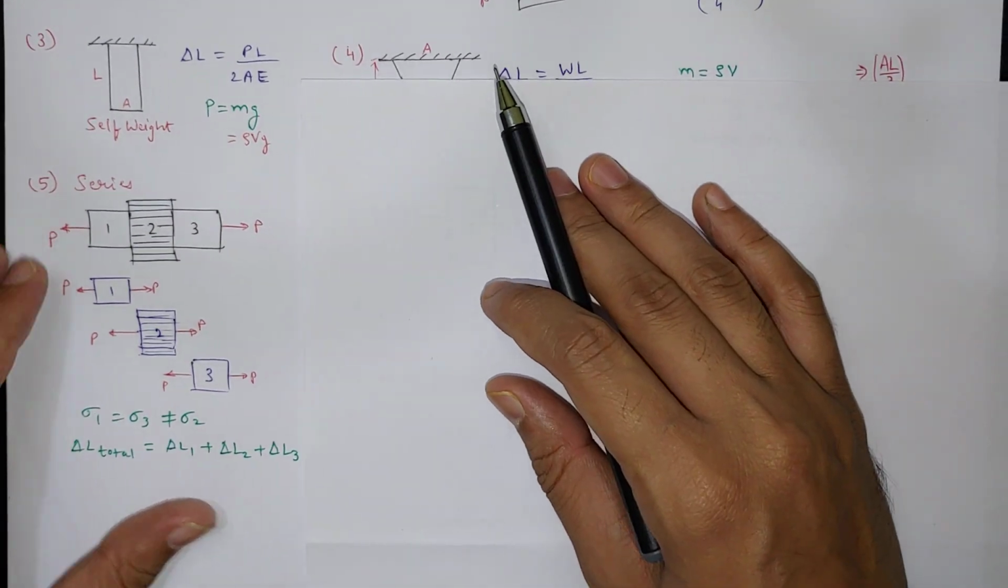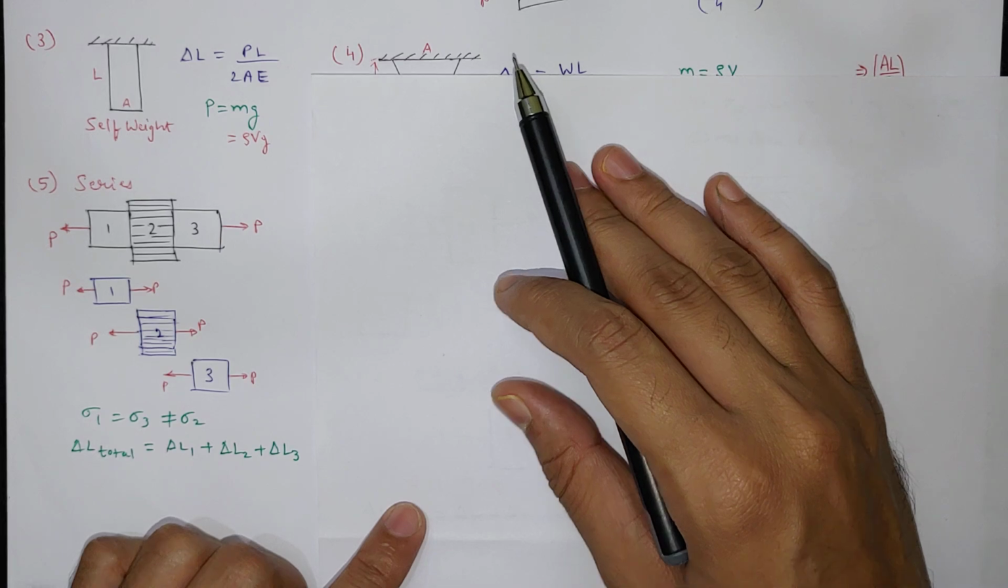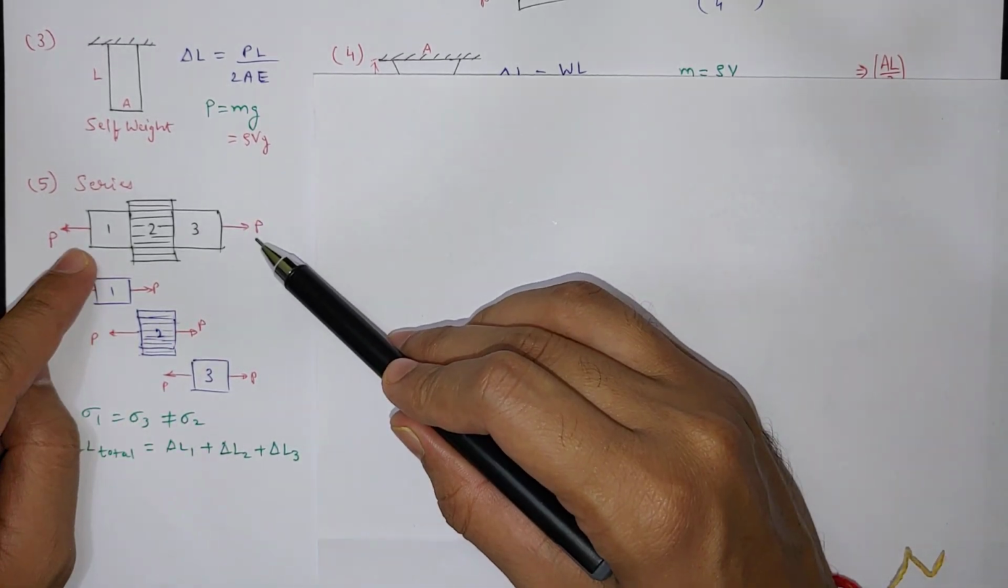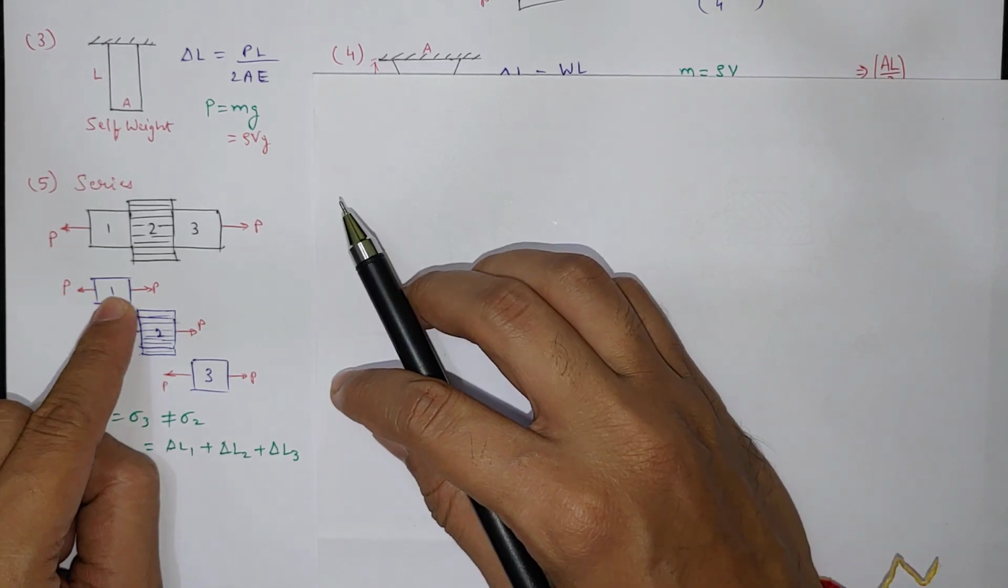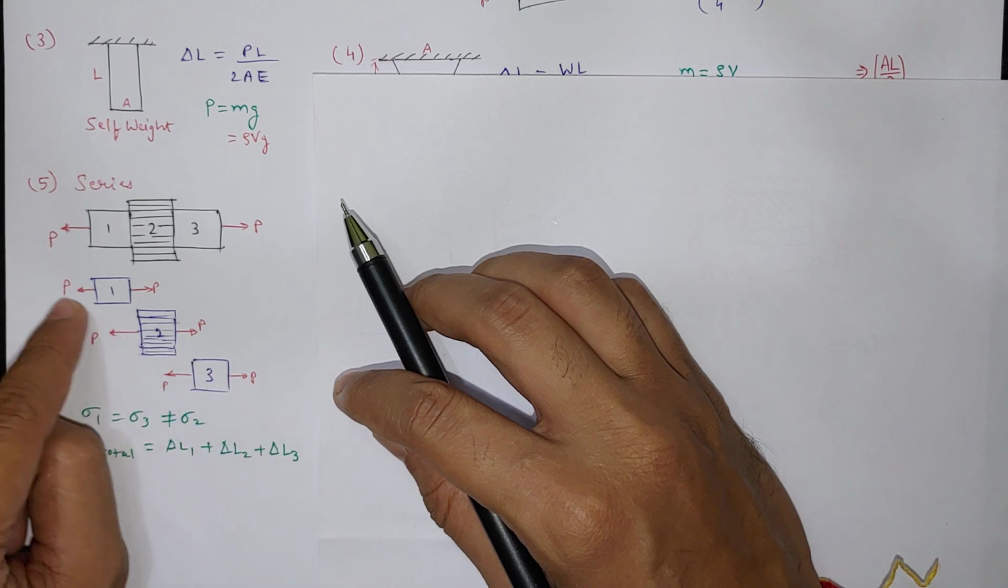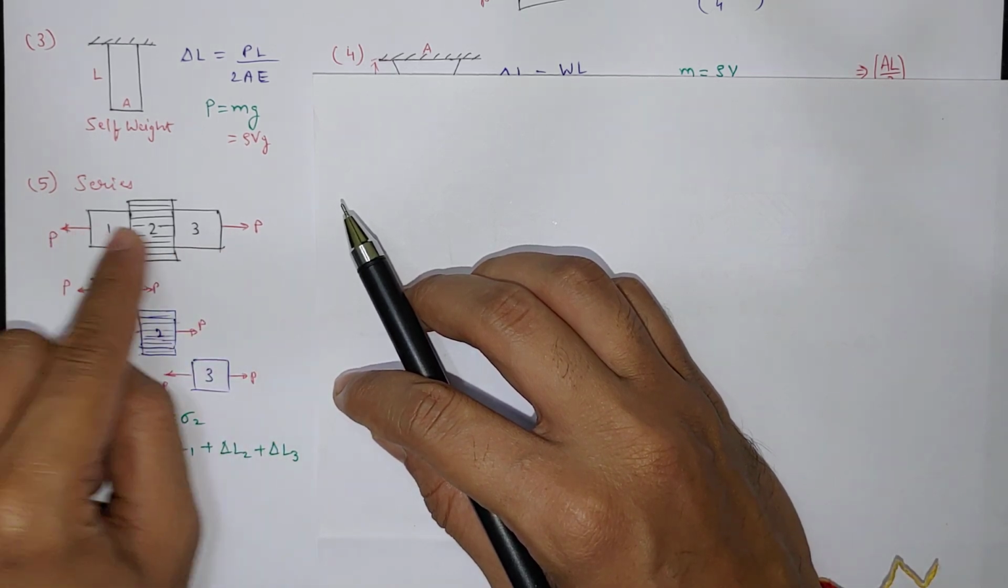Now if we see this case, here these bars are connected in series, 1, 2 and 3. The load P is acting at the ends. So if we see the free body diagram of 1, 2 and 3, then there will be 1, 2, 3, all having P loads, because the load is the same throughout.